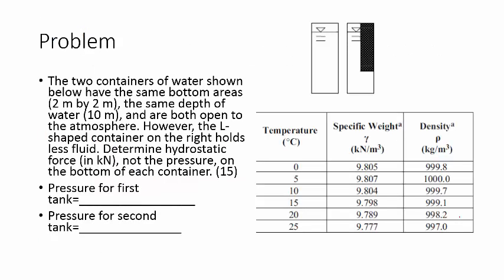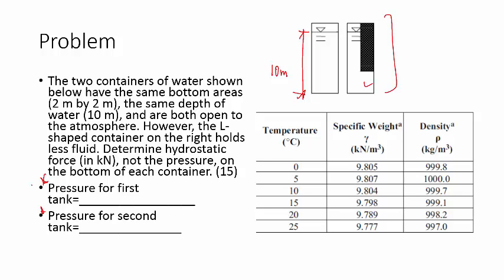Now this problem has a trick. You have 2 containers of water shown here, and the bottom areas are 2 by 2, the same water depth, so both of them have the same water depth of 10 meters. The L-shaped container, of course, has less water, but you're going to determine the hydrostatic force on the bottom of each container. And I have here pressure, but as long as you made it correctly.